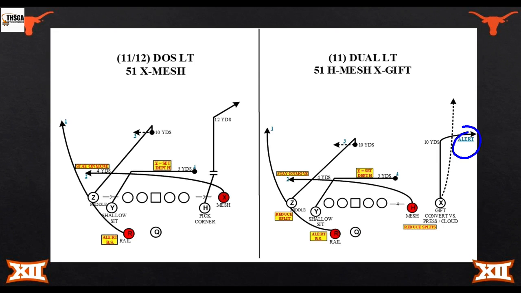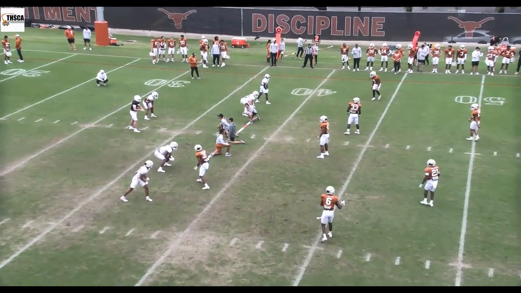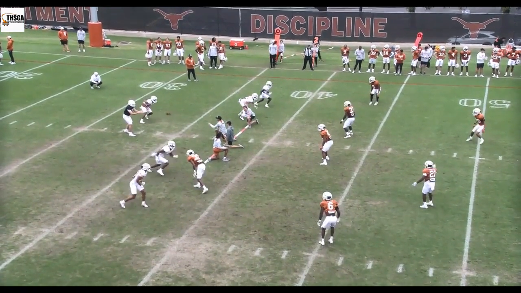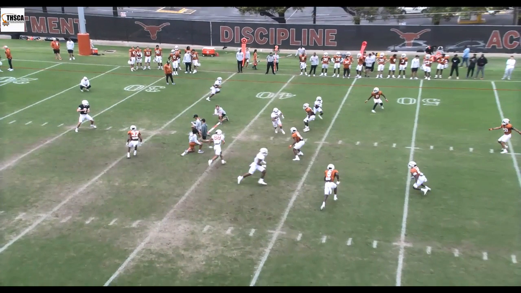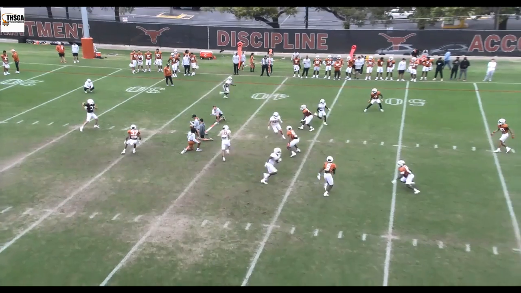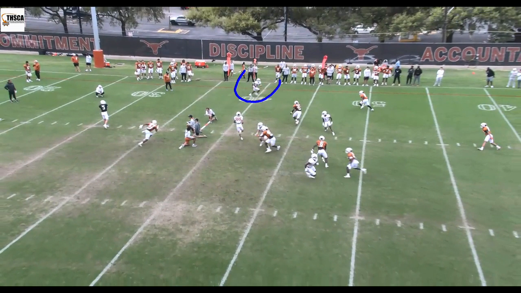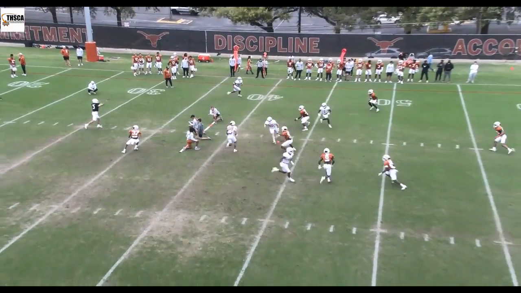All right, so now to get into what this looks like. So here's the first version. This is dose left, 51X mesh. So the quarterback is 3 and plant. As we talked about, it's zone coverage. All right, so he sees open vision, grass in front of him, put it on him. Give the runner the ball.